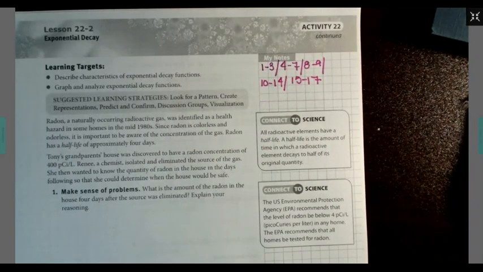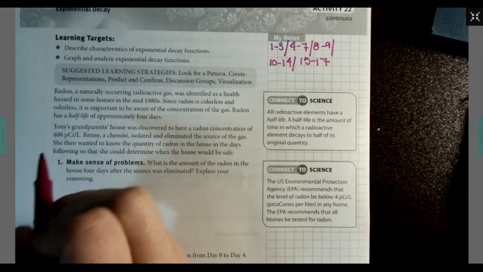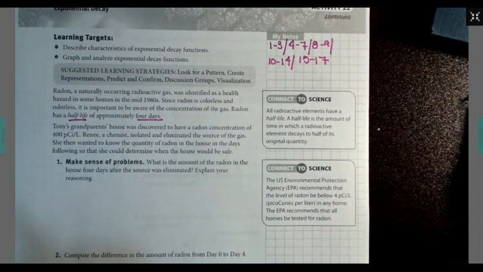Let's go ahead and take a look at the first section. It says, radon, a naturally occurring radioactive gas, was identified as a health hazard in some homes in the mid-1980s. Since radon is colorless and odorless, it is important to be aware of the concentration of the gas. Radon has a half-life of approximately 4 days.